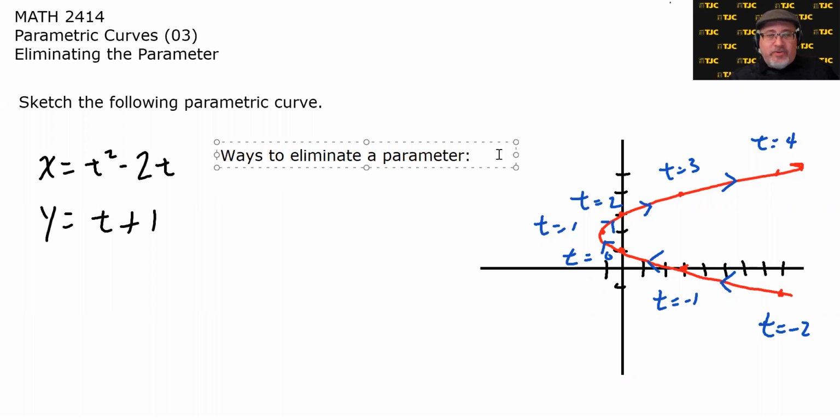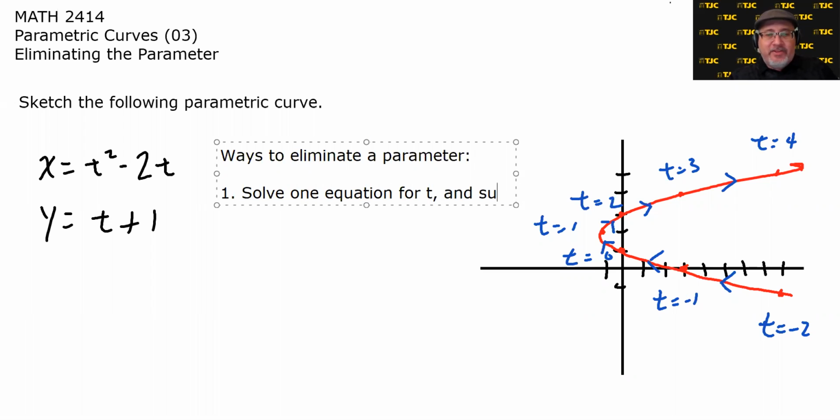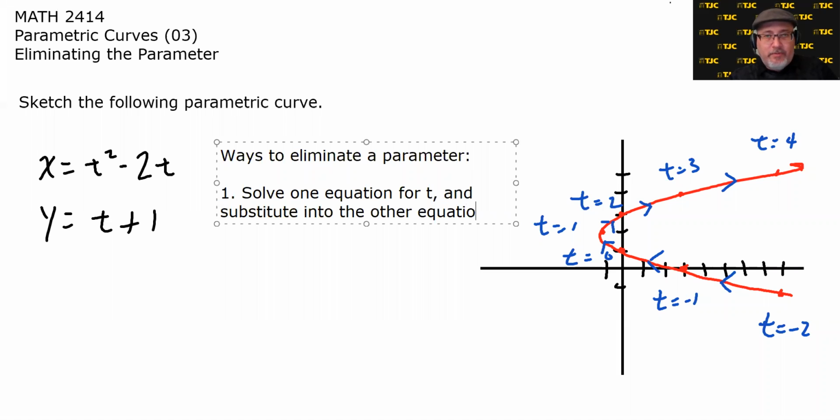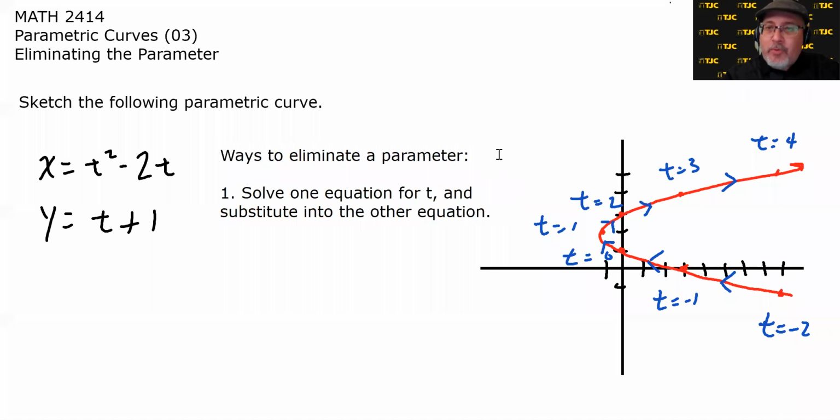All right, way number one, which is the only way that we're going to discuss right now, is to solve one equation for t and substitute into the other equation. Almost like you're solving a system of equations by substitution, which is kind of what we're doing right now. So we would need to pick an equation to solve for t. Of these two parametric equations, which one's going to be easier to solve for t? The answer should be clearly the second one.